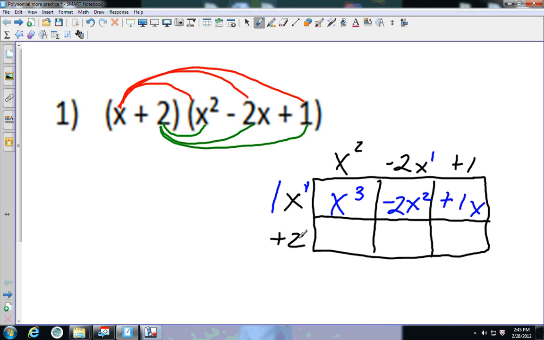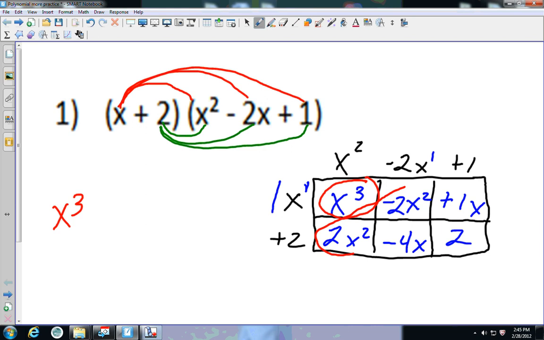Come down here, I've got 2 times x squared. 2x squared. 2 times negative 2x is negative 4x. 2 times 1 is 2. Now I'm going to look to find my answer. I'm going to combine the like terms. I have x to the third power. Well, that's the only one I have.